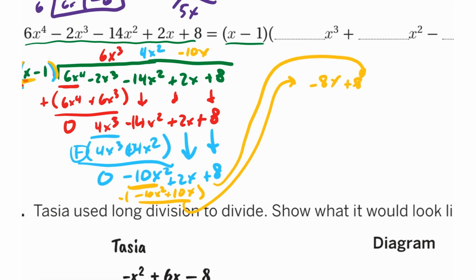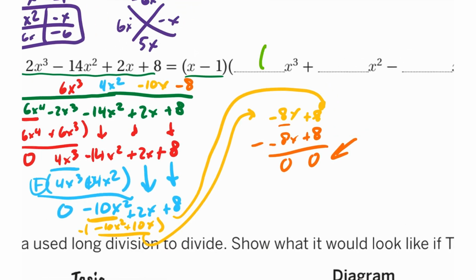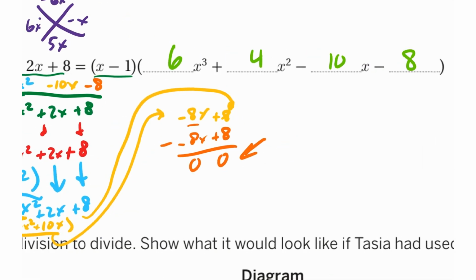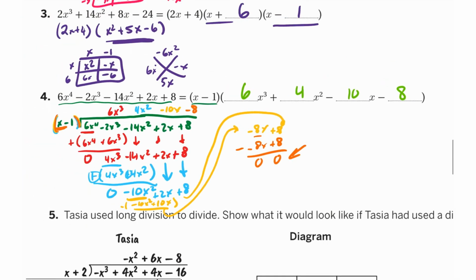The last step here is x times what is negative 8x. That would just be negative 8. Negative 8 times x minus 1 gives me negative 8x plus 8. I subtract. I get no remainder. And so now I use this top answer here to fill in all my coefficients, 6, 4, negative 10, and my constant of negative 8. So there's my answer for number 4 after using long division.